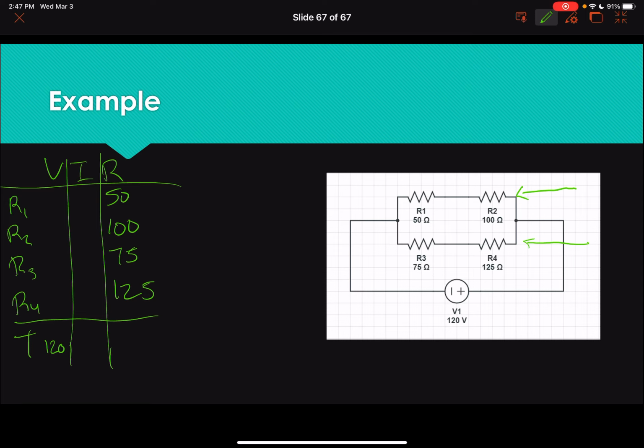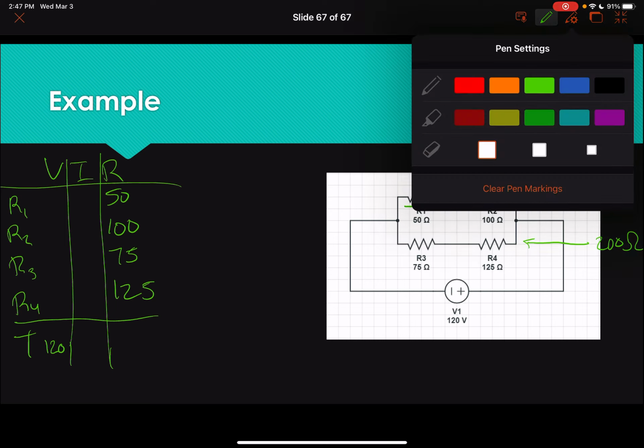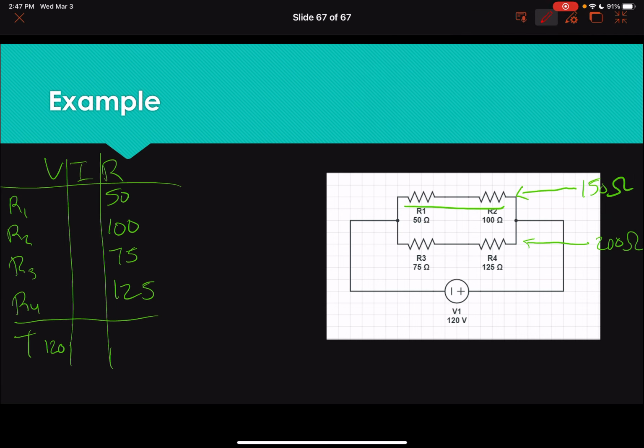So essentially what I'm saying is that let's first find this first thing. Since these are in series, if we want to find the resistance, we just add them up. So we get 150 here, and similarly we get 200 here. And so what I'm claiming is that because they're in series, they act as one resistor of 150 ohms. And this acts as one resistor of 200. And so in a sense, what we're doing is we're getting another parallel circuit that looks more like this.